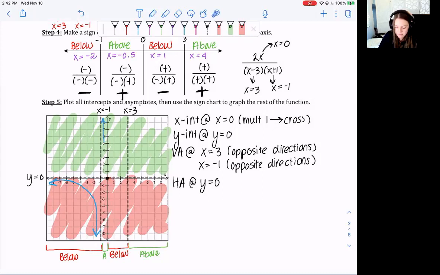I know at this intercept, I am supposed to pass through because the multiplicity is 1. And that also makes sense because I'm supposed to be below the x-axis after that point. So I'm going to go through, hit, and then let's try it again. And then I'm going to hug the asymptote going down. Notice that in this entire range right here, we are below the x-axis. In this range right here, where we said we would be above, we are above the x-axis.